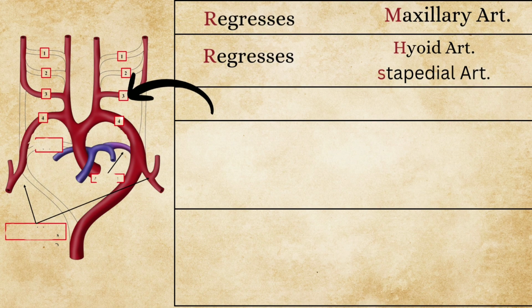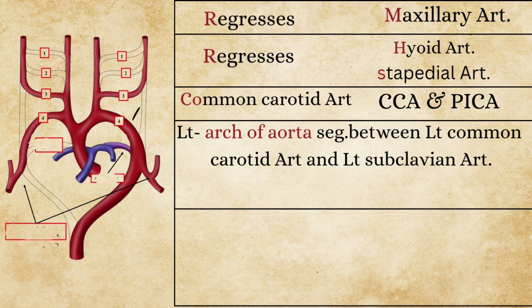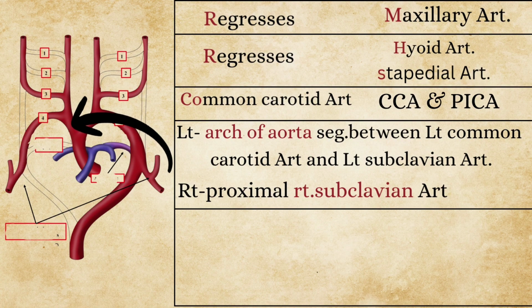Third arch forms the common carotid arteries, CCA, and the proximal internal carotid arteries, ICA. Fourth arch left side, forms the arch of the aorta, the segment between the left common carotid and left subclavian arteries. Right side, forms the proximal right subclavian artery. Fifth arch regresses, disappears, rapidly and does not form any significant adult structure.